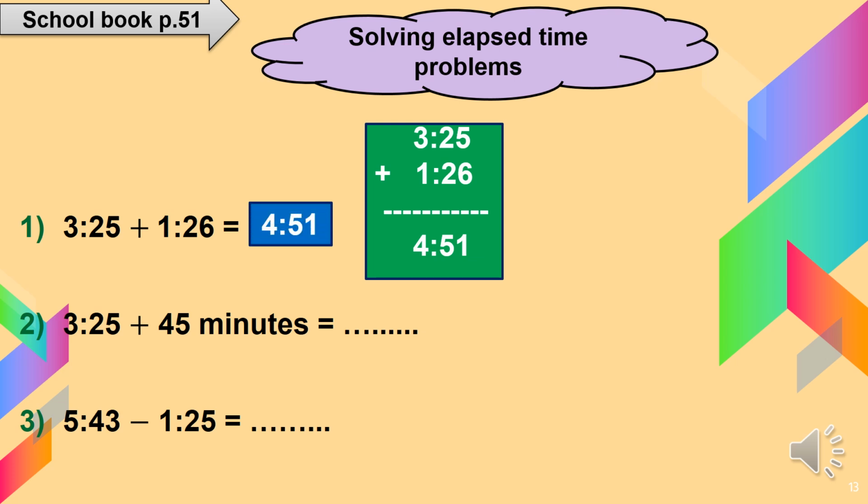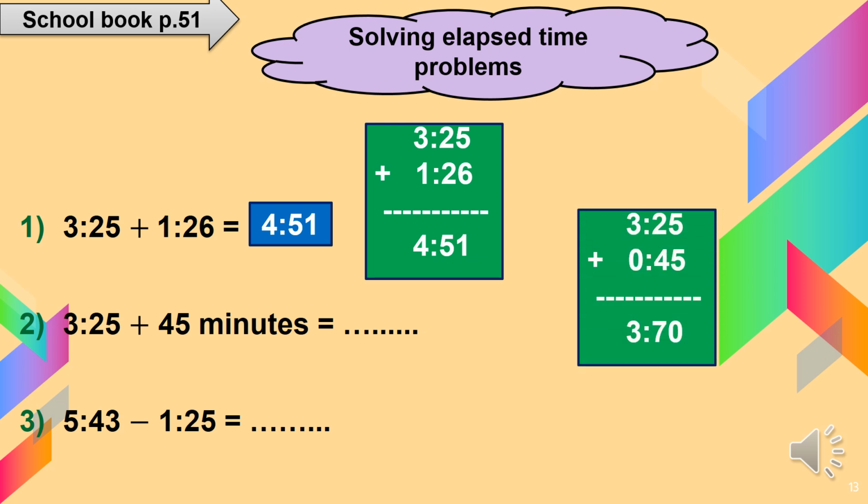Next one, 3 and 25 plus 45 minutes. So let's add minutes to minutes. So 25 plus 45 equals 70. But you can't write in the minutes place 60 or more. So let's take 60 from 70 and add 1 in the hours place. So 1 plus 3 equals 4, and taking 60 from 70, the remaining here is 10. So the answer now is 4 and 10.